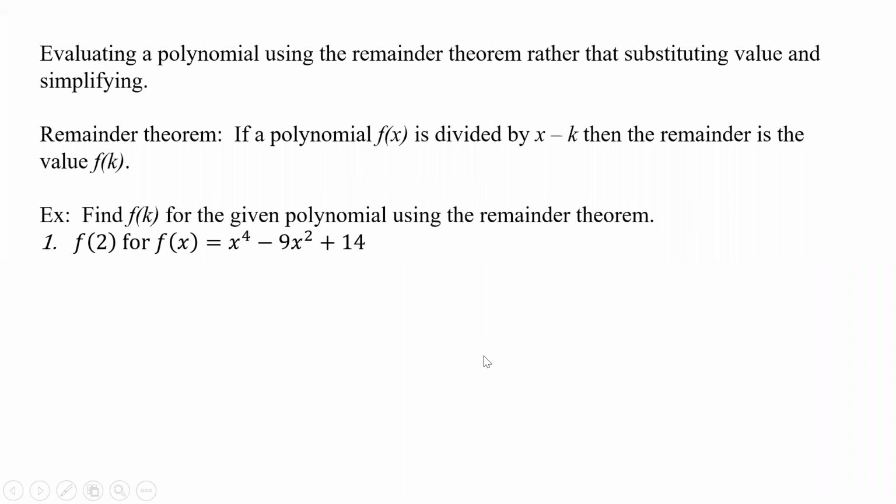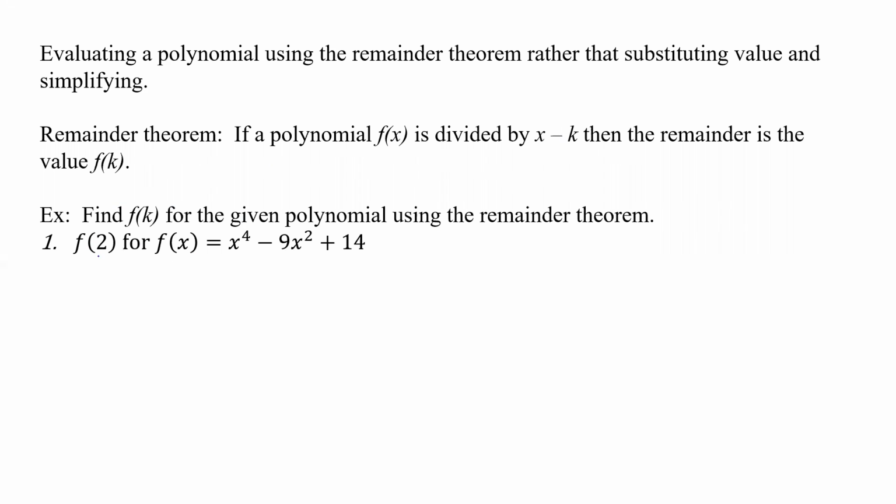So we're evaluating a polynomial using the remainder theorem rather than substituting a value in and simplifying. That's what we're going to do today, part of the day. For the remainder theorem, if we have some polynomial f of x and we divide it by some x minus k, and we're going to use synthetic division because of that, then the remainder is going to be the value of f of k. So what does that mean? Well, let's try that. We're going to find f of k for the given polynomial using the remainder theorem.